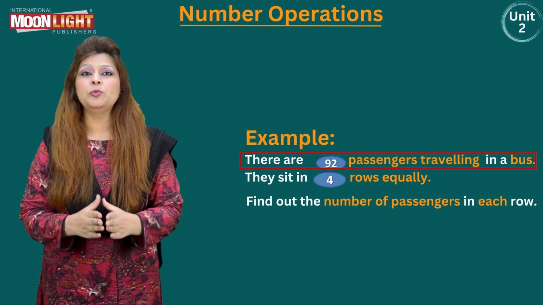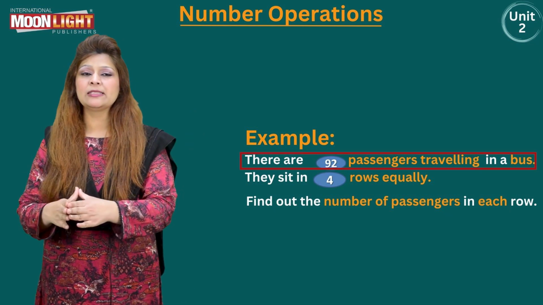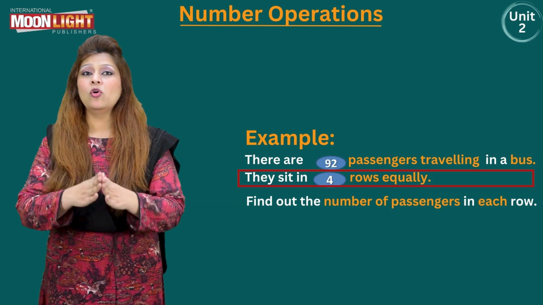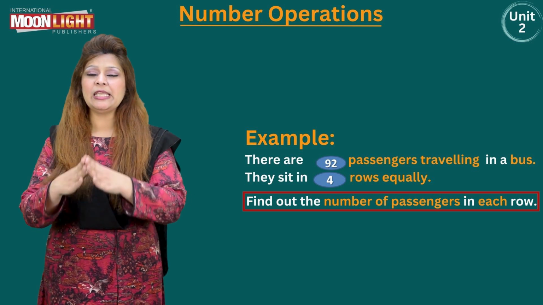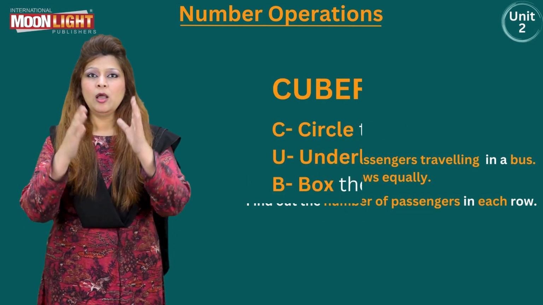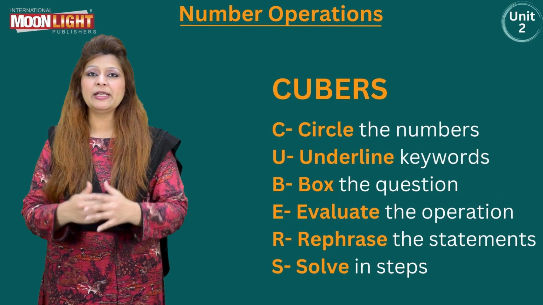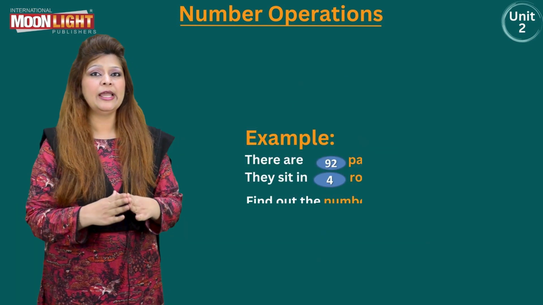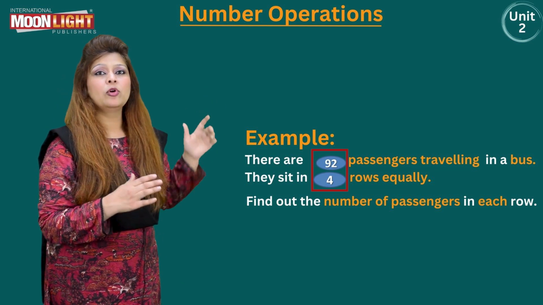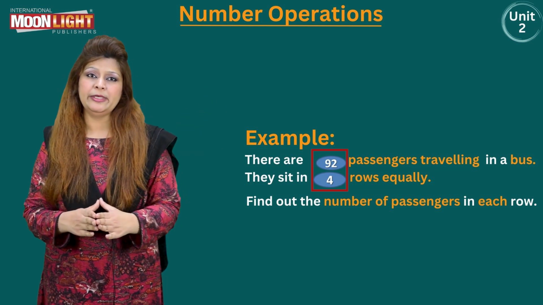There are 92 passengers traveling in a bus. They sit in 4 rows equally. Find out the number of passengers in each row. Well, according to the Kuber's method, first we need to circle the numbers. The numbers over here are 92 and 4. So I'm going to circle these two numbers.